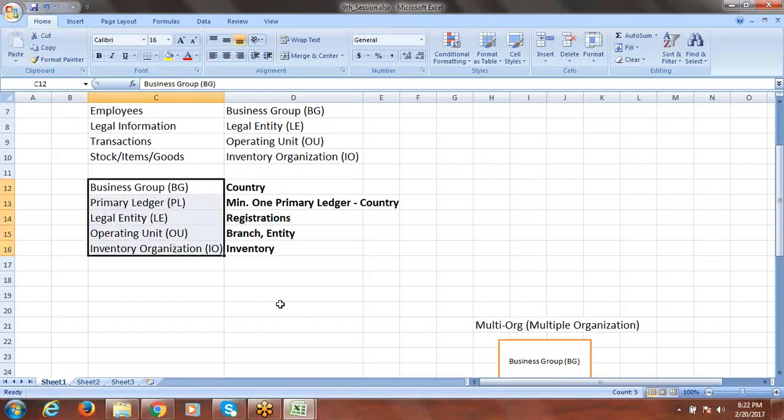If you have any questions, please ask me. If no questions, I'll move to the next point to talk about the primary ledger. How many primary ledgers are really required when you are doing the business for any client? Any questions on this, please?